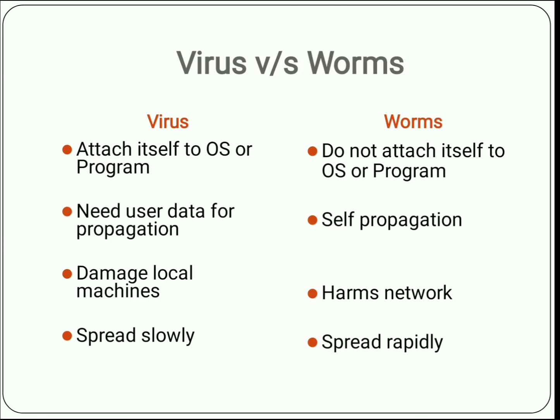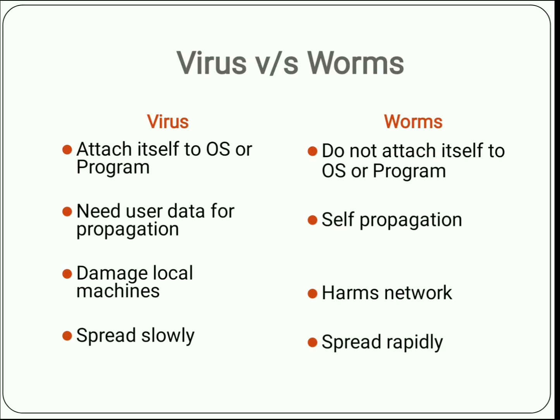And now let us see what the differences are between virus and worms. Virus we have already discussed in the first video. And when you compare the working of virus and worm, there are various differences. I will just name them once and then I will discuss them in detail. First of all, a virus can attach itself to an operating system or a program. That is, a virus needs a program to be attached to. What about the case of worm?